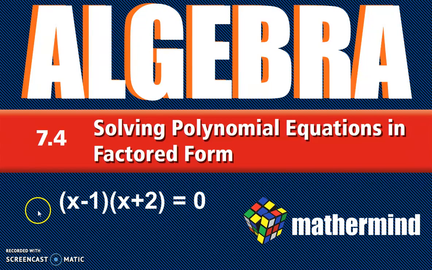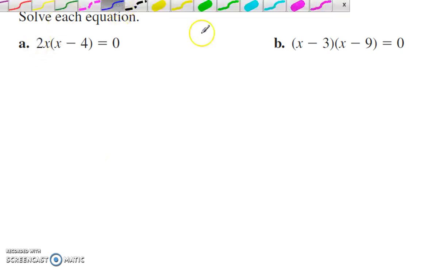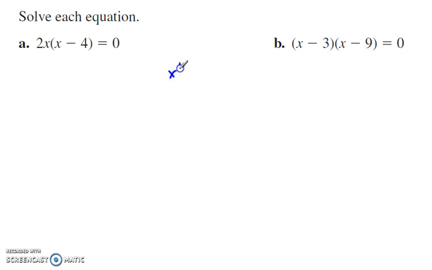We're in Chapter 7, Section 4, looking at solving polynomial equations in factored form. These are already in factored form. If you'll recall, standard form is where we have something like x squared plus 2x plus 1 equals 0. That's standard form. In factored form, we have two factors like this.